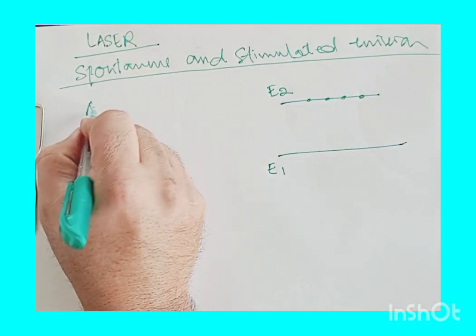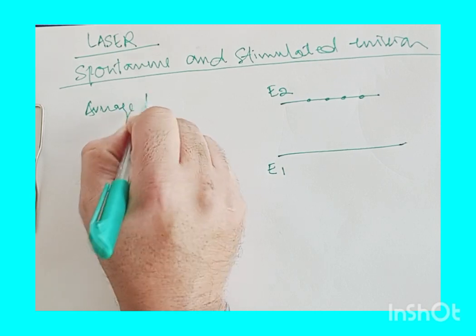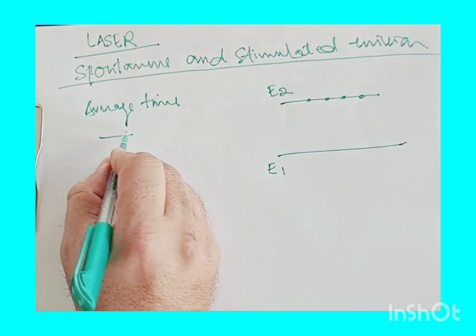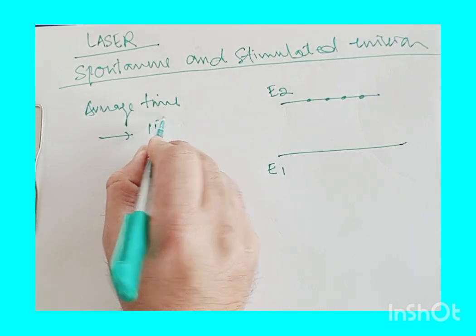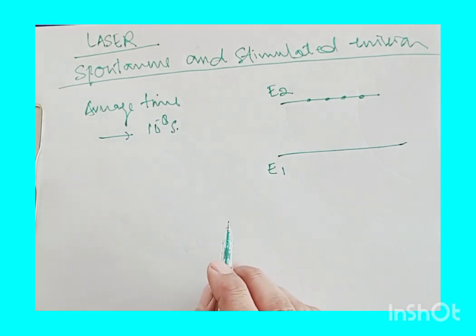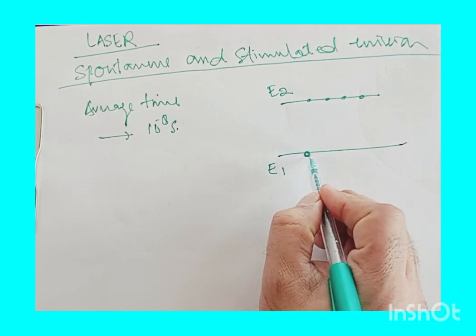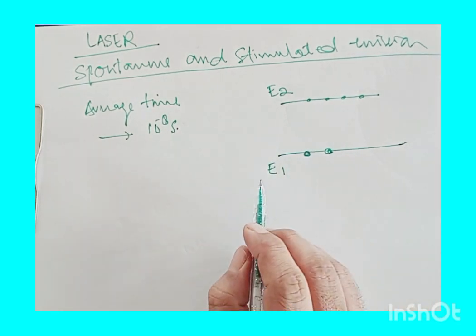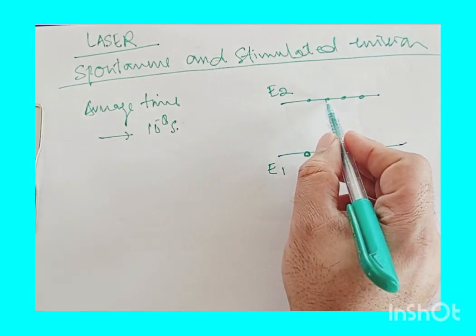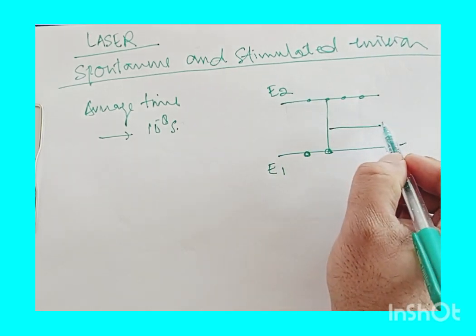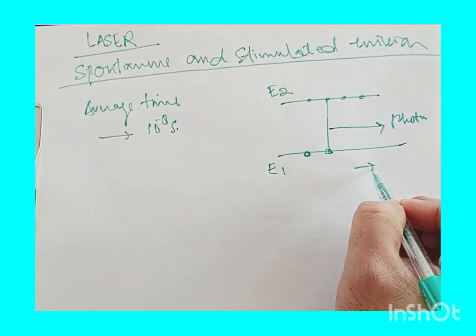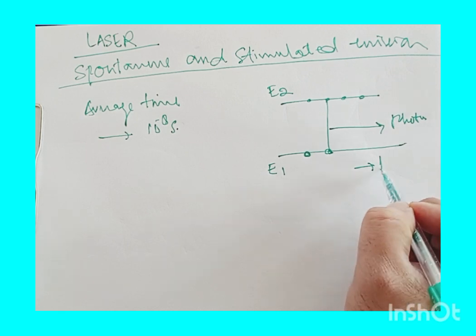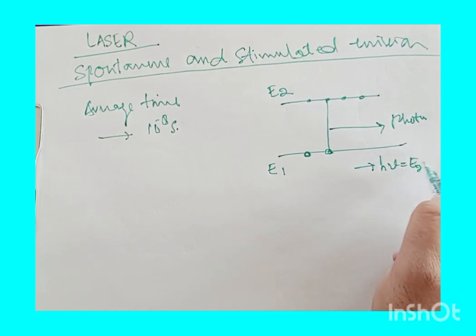And the average time they will stay in higher energy states is of the order of 10 to the power of minus 8 seconds. And then after that, the atom goes back to the ground state by automatically emitting the radiation in the form of photons. And we understand that the energy of that photon happens to be E2 minus E1.